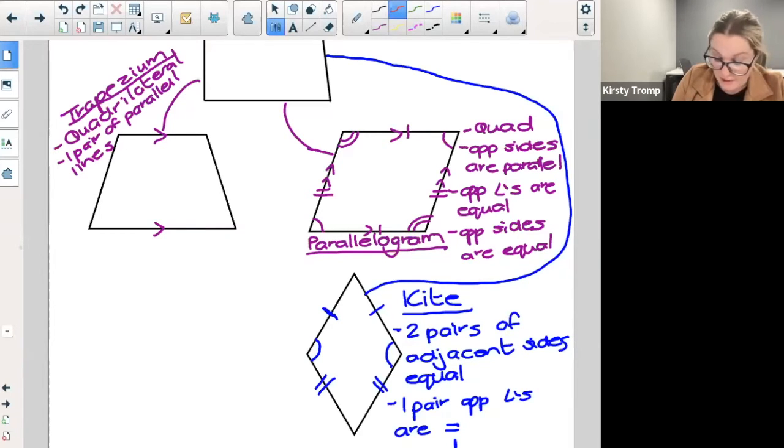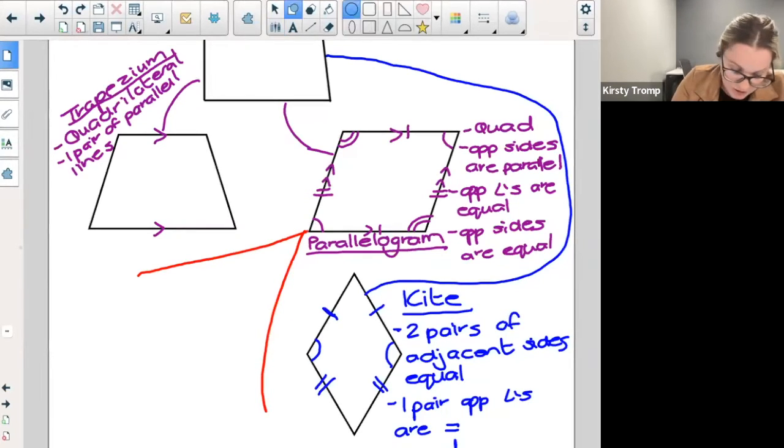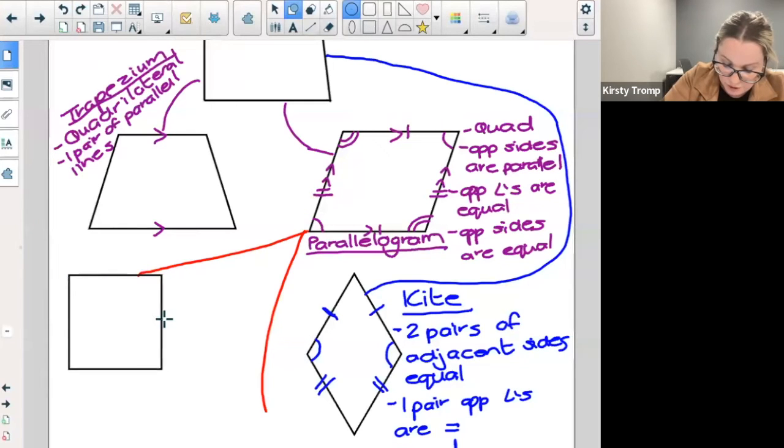Sorry. Let's start from the parallelogram. So let's see what kind of shapes we can get that come off of a parallelogram now. The first two kinds of shapes that we're going to get from the parallelogram, because we're going to have two coming off the parallelogram. The first kind of shape coming off of the parallelogram looks as follows.